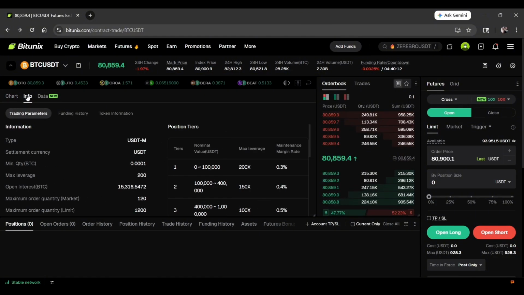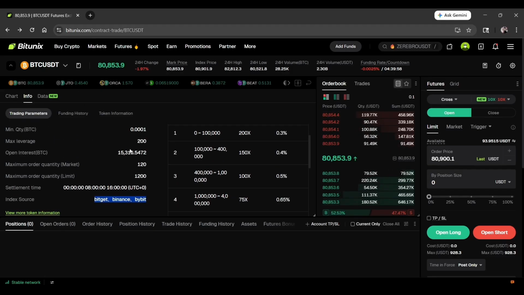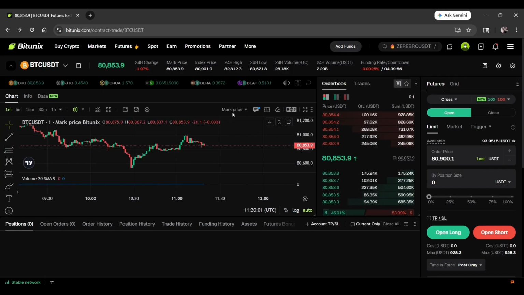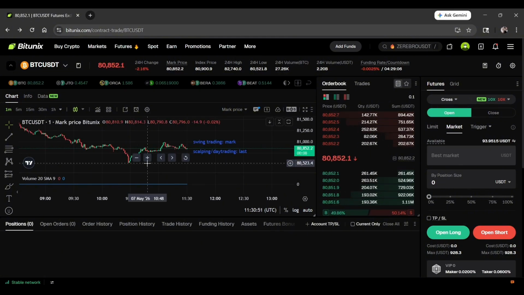So I can actually just go into info here and take a look at it. You can see it says index source, BitGet, Binance, and Bybit. These are the three exchanges that BitUnix is using to determine the fair price, or the mark price, of Bitcoin.